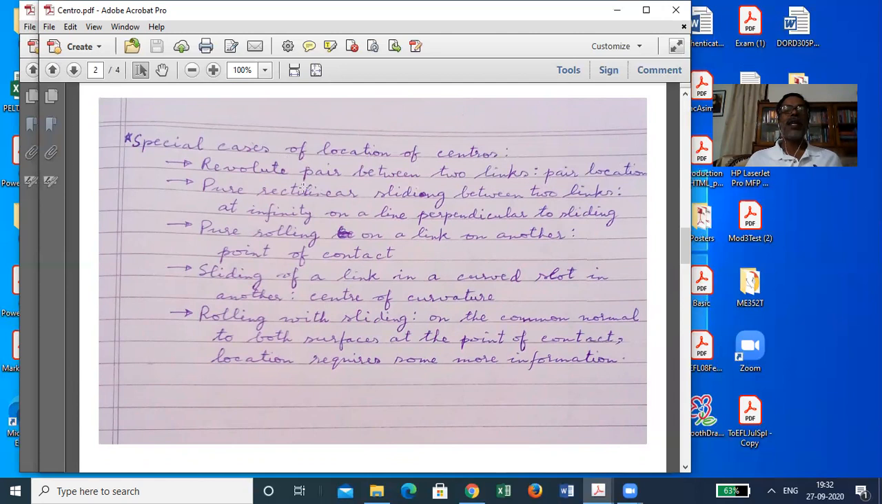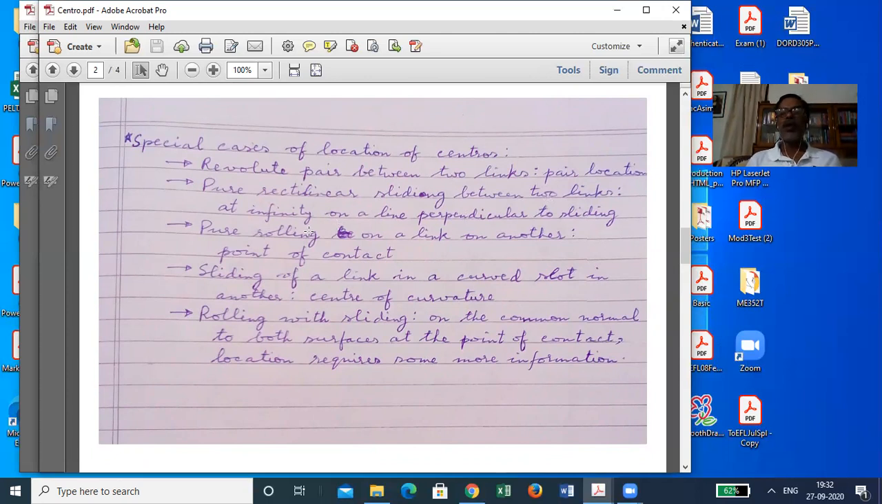If the relative motion between the two links is a pure rectilinear sliding, then it is like pure rotation about a point which is at an infinite distance in the direction perpendicular to that sliding motion. So that is the centro. From the line of relative sliding, you draw a perpendicular and say in this direction, at an infinite point, will be the centro.